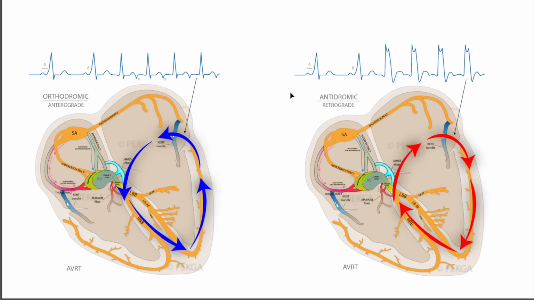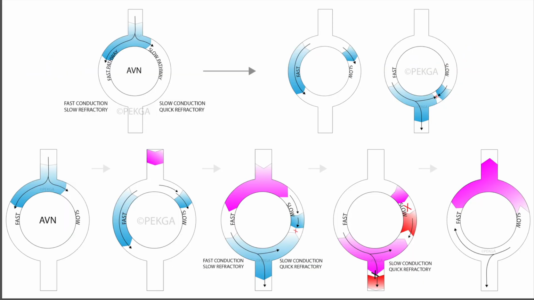WPW syndrome comes in several different forms, and you will not always have an easily recognizable delta wave. Sometimes the delta wave will be buried within the QRS. So, a little bit of a discussion on the AVRT. Now, when it comes to AVNRT, there's two different kinds, right? There's the fast-slow and slow-fast. And each one has a different telltale sign.